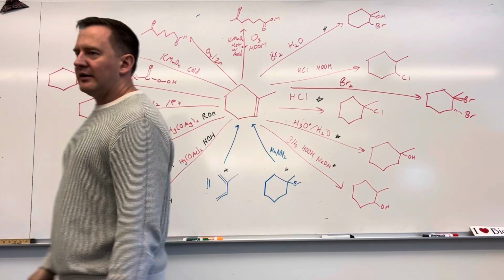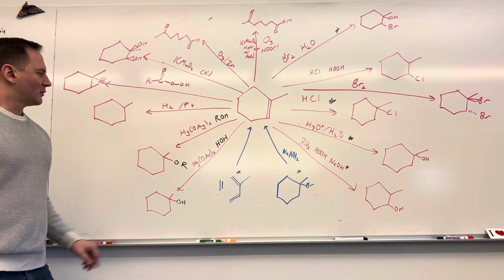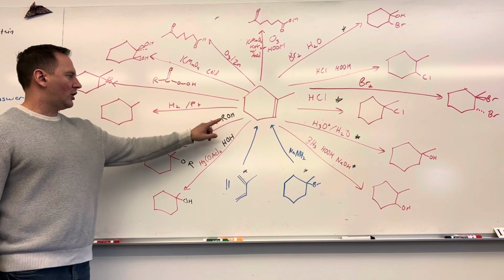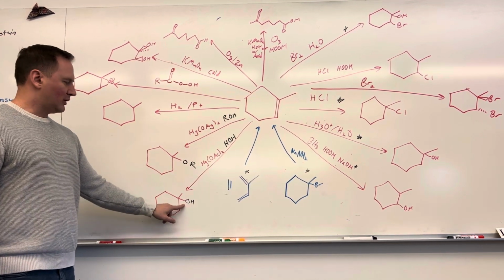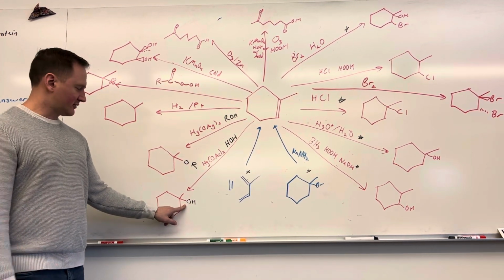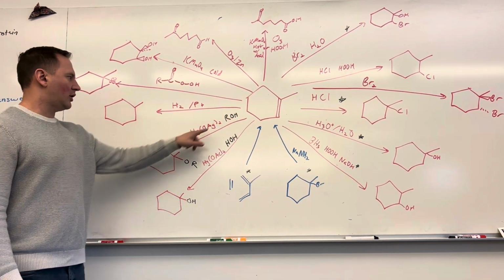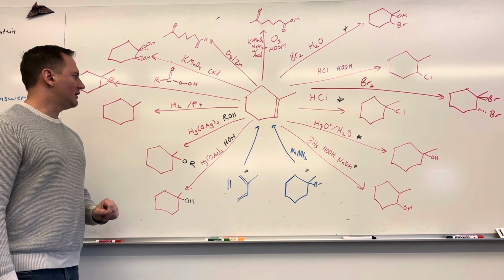Going to the other side, we learned about mercuration, demercuration. We can do that with water or with an alcohol, and depending on which you add, it will add to the more substituted carbon. If you use water, it's going to make an alcohol. If you use an alcohol, it will make an ether.